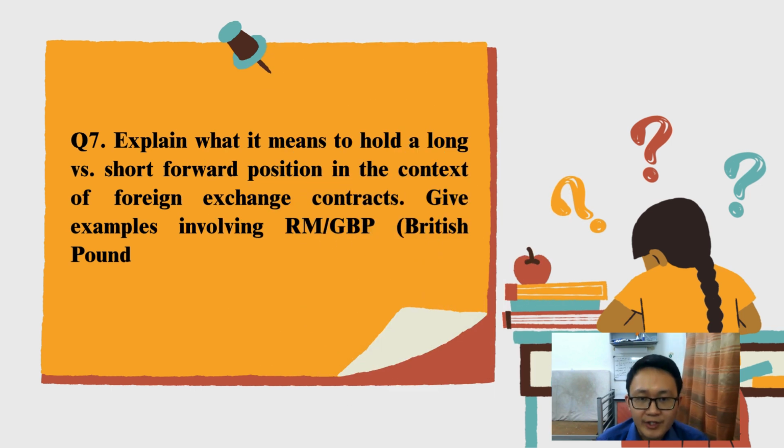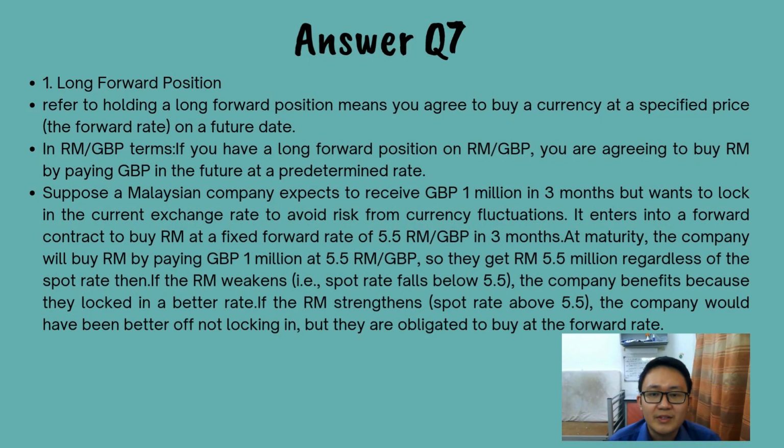So this is question number 7, which is to explain what it means to hold a long versus short forward position in the context of a foreign exchange contract. Give an example involving the ringgit over pound. So this is the answer for question number 7.